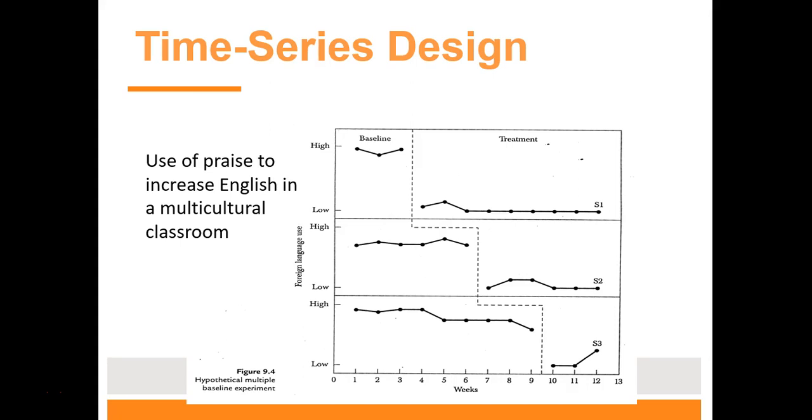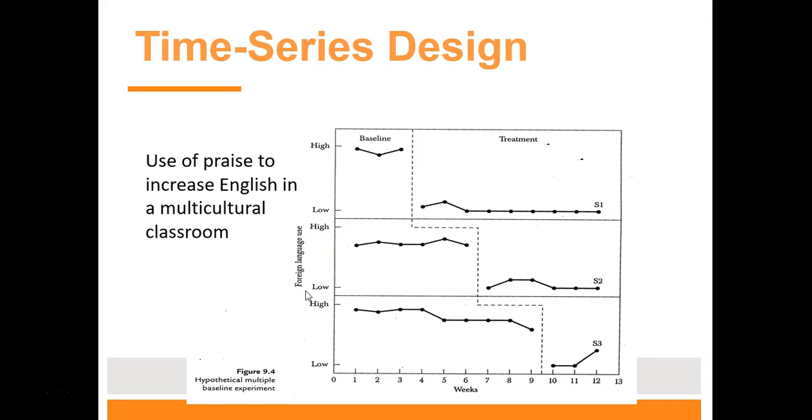There are lots of ways to do case study research, and you could take a class to learn a lot more about that. But we want to make a case study or a small n study as scientific as possible. One way to do this is what we call a time series design. In this case, we've got weeks, 3 individual children, and foreign language use.